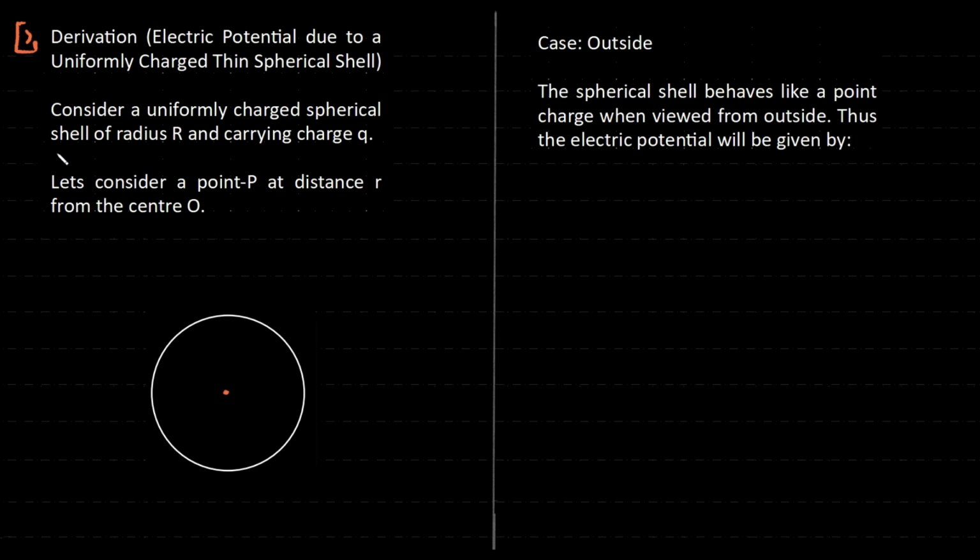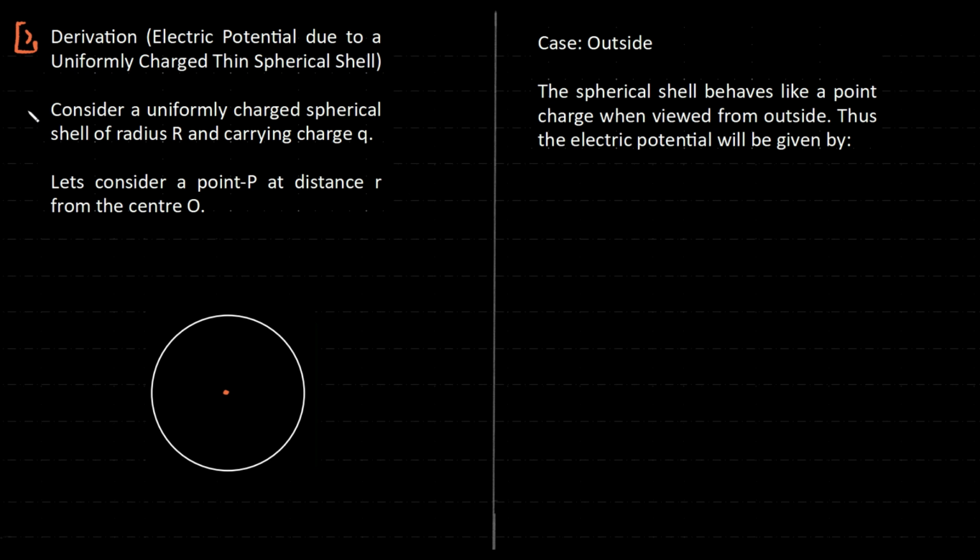Let's derive the electrical potential due to a uniform charged thin spherical shell. So you have a sphere whose thickness is uniform. So it's a shell, so basically things are empty in the middle. We can say it has positive charge throughout, so it's uniformly distributed.